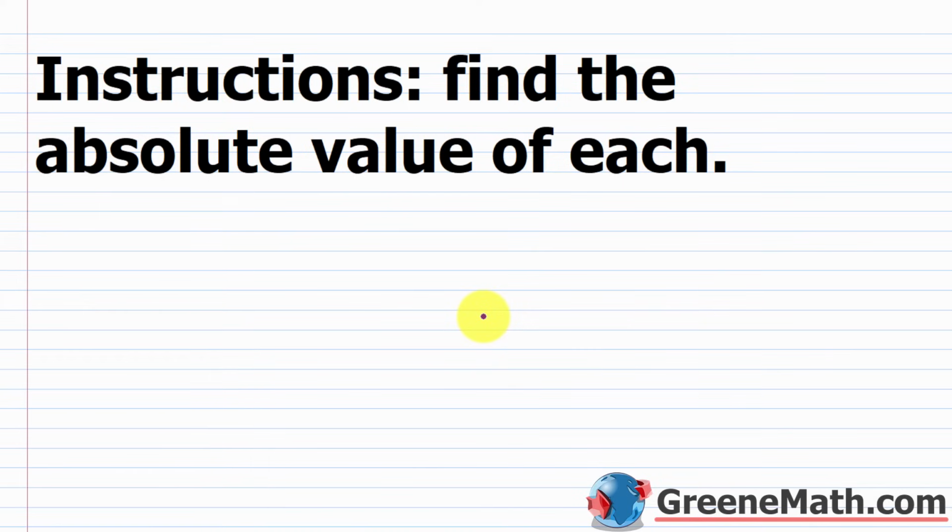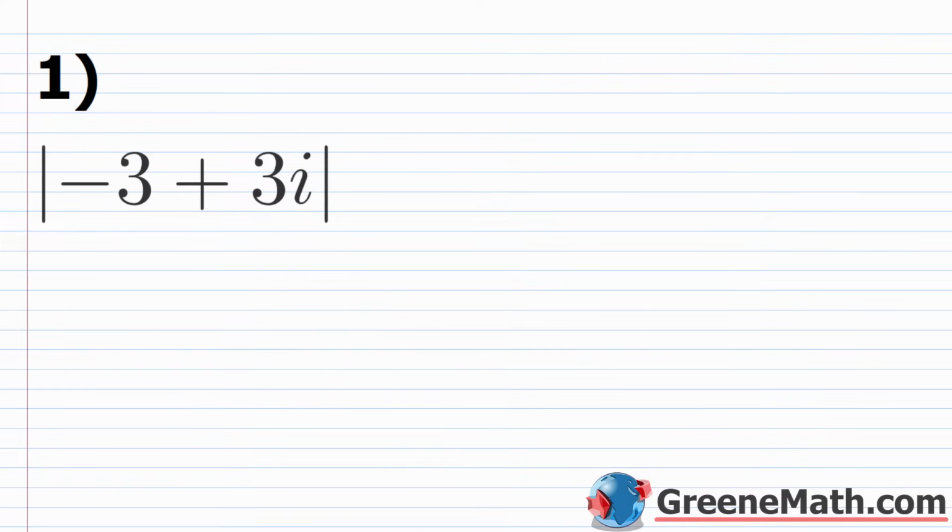All right, let's take a look at the practice test. For the instructions, we're asked to find the absolute value of each. For the first problem, we have the absolute value of this complex number, -3 plus 3i.